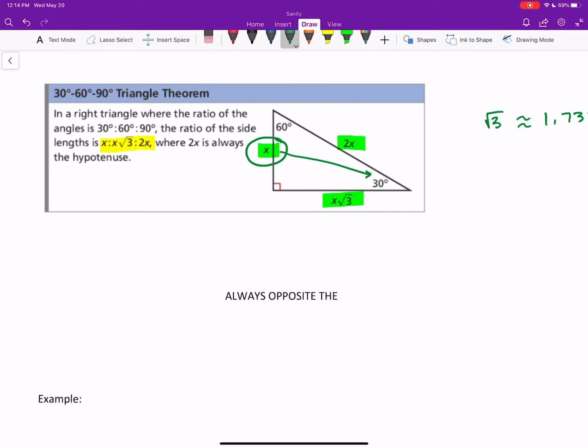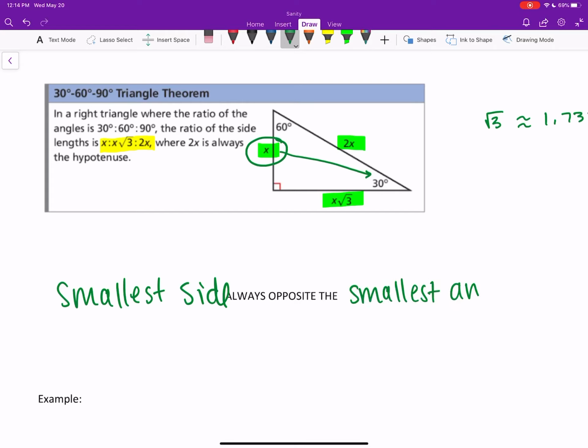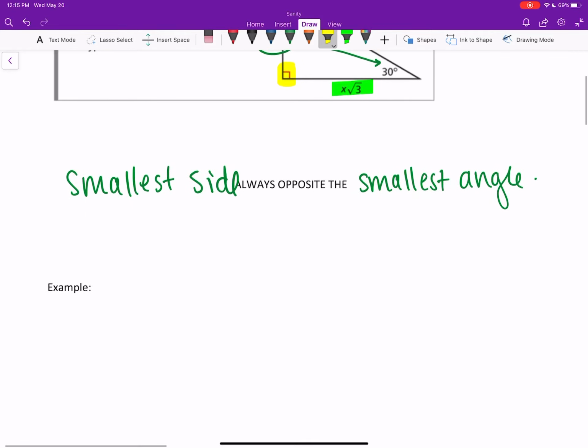One thing I want you to notice is that the smallest side is always opposite the smallest angle. So our smallest side here would be x, and our smallest angle is 30. They're opposite of each other. In the same way, the largest side, which would be 2x, is always opposite your largest angle, which is 90. This was in like chapter 10, a long time ago.